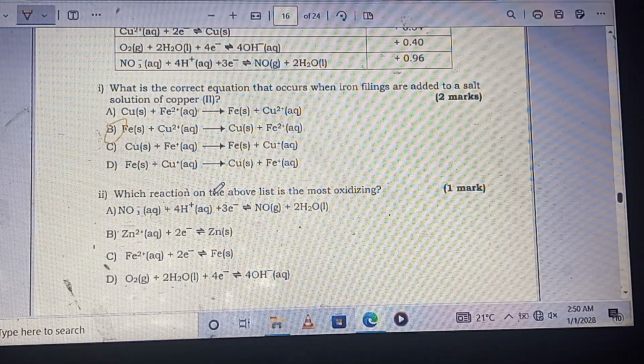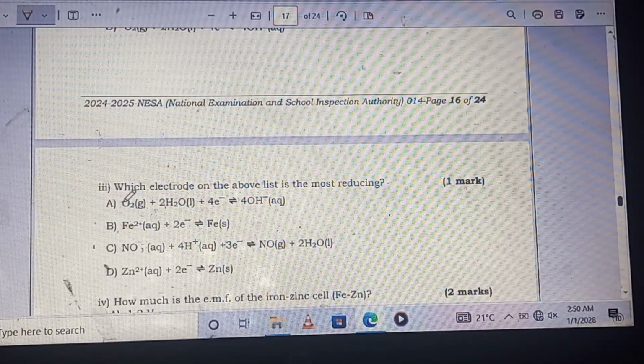II. Which reaction on the above list is the most oxidizing? The correct answer is letter A. III. Which electrode on the above list is the most reducing?